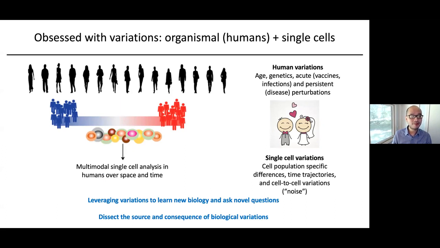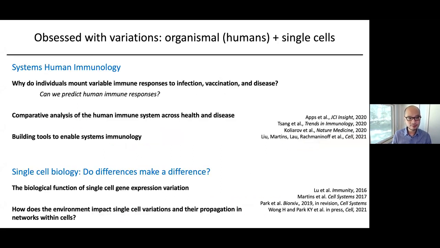The other aspect about variation is that in humans in particular, because of the paucity of ethical perturbations, aside from a few like vaccines, we really need to leverage existing variation in the human population to learn new biology and start to ask questions about both correlations as well as whether something may be causal. Leveraging that kind of variation is a unique aspect of studying humans. I'll show you how in our work we attempt to link these two types of variations together.